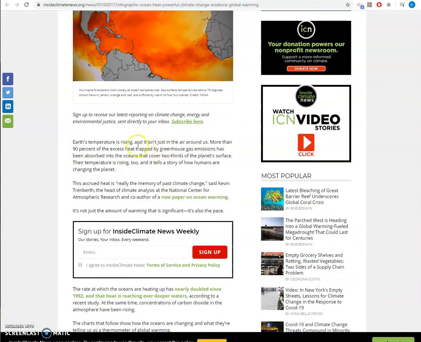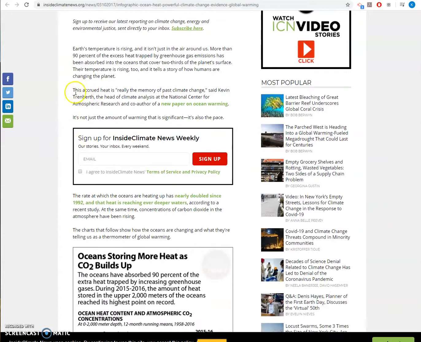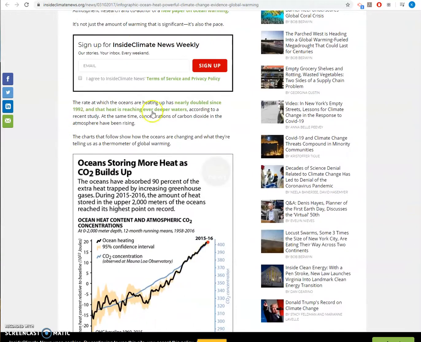So Earth's temperature is rising, and it isn't just the air. More than 90% of excess heat trapped by greenhouse gas emissions has been absorbed into the oceans that cover most of our planet. The temperature is rising too in the oceans. Okay, so the accrued heat, that's heat that's gathered up in the ocean, is really the memory of past climate change, right? So it's not just the amount of warming that is significant, it's also the pace, the rate at which it's warming, right? So here it talks to you about that.